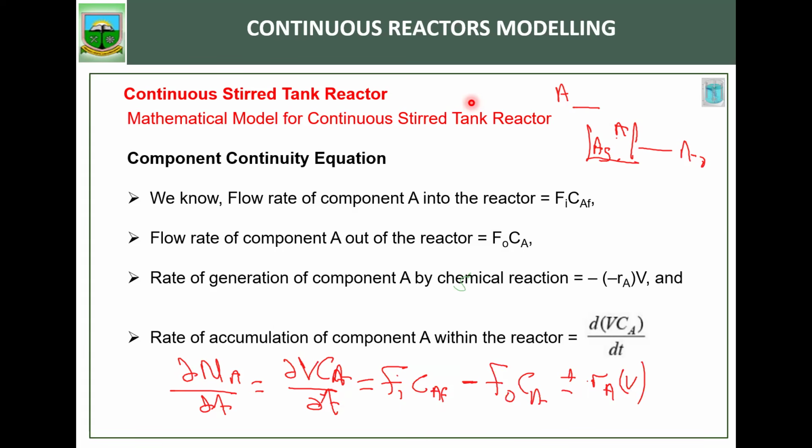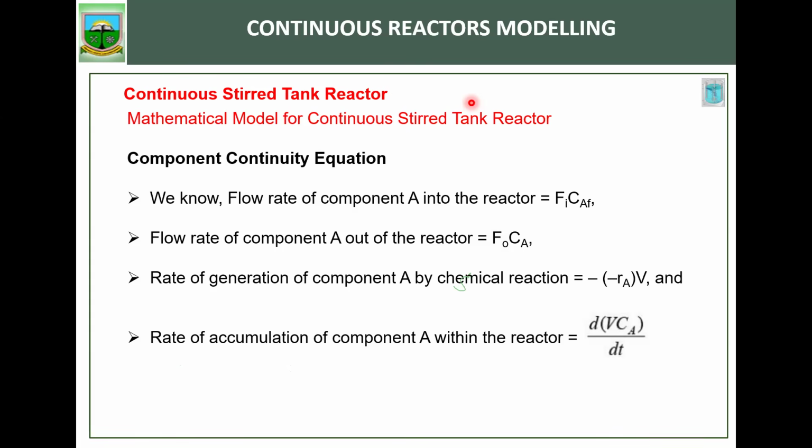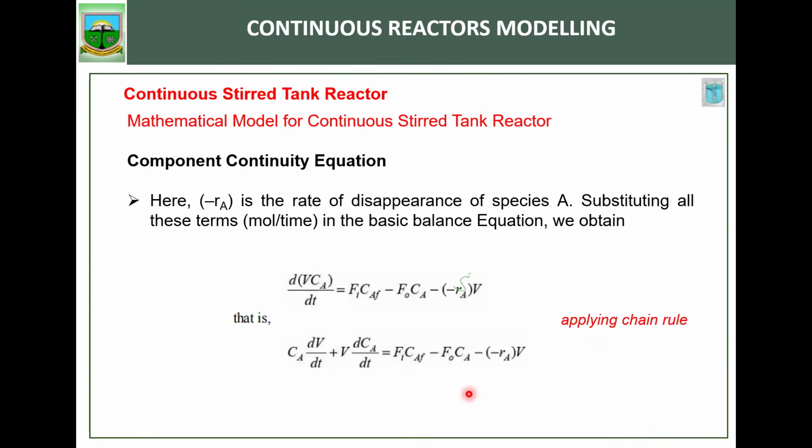So from our reaction, we have A going to B. So A is being depleted, so it's going to be minus. So here it should be minus. We just replace this term by the reaction rate. So what is it going to be? C_A, this by this. Then your continuity equation, so that's what you have here. You can see that you have it here.